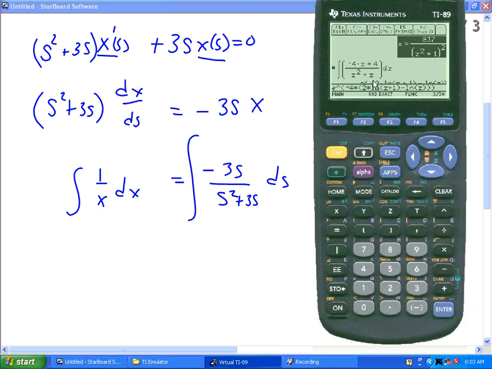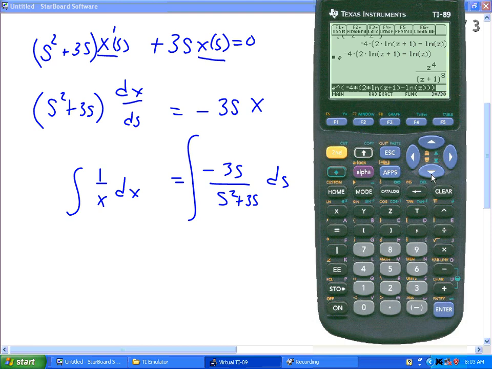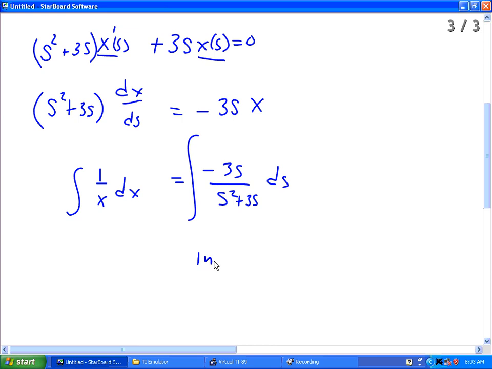Bring up the calculator. That negative 3 ln of z, or in other words, ln of s plus 3 to the minus 3 is equal to the ln of x. Okay, of course, there's plus ln of some constant too, I guess.